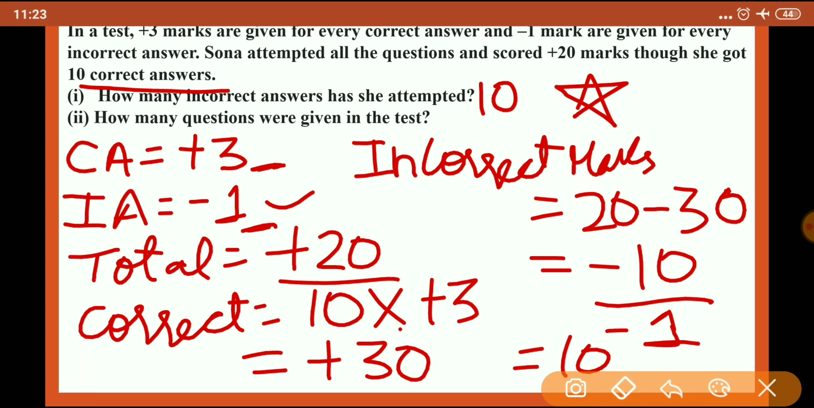Now how many questions were given in the test? 10 questions she has attempted correct. 10 she has attempted incorrect. So simply you can say it is 20. So 20 is the total questions that were given in the test. It is clear to all of you?